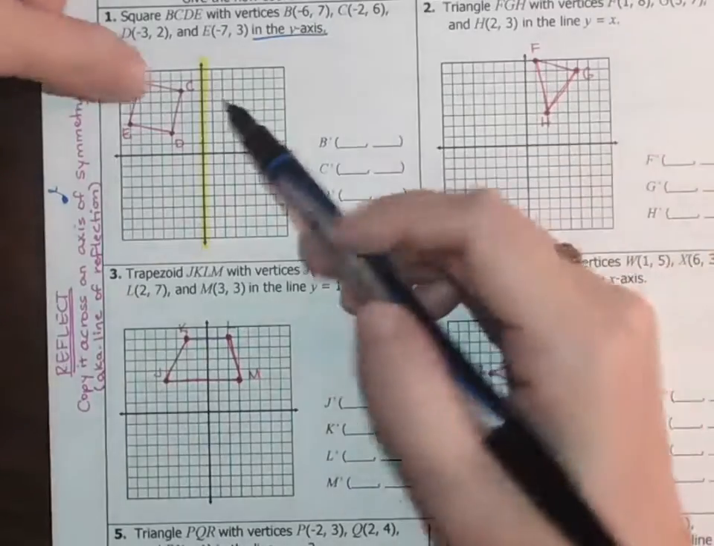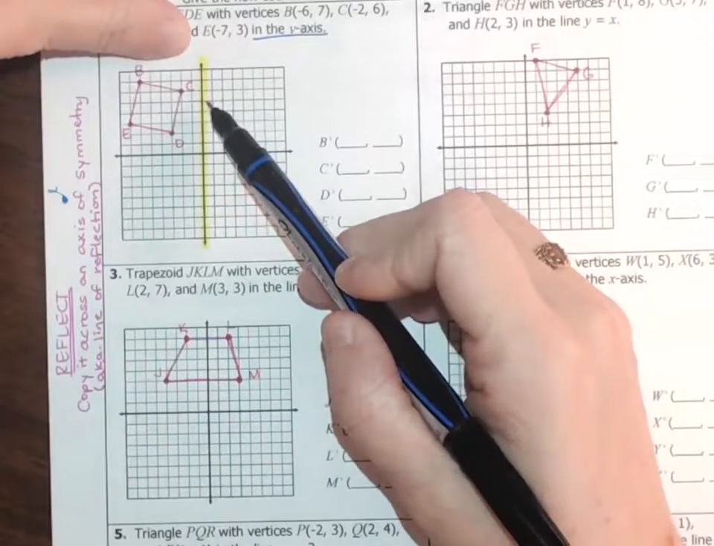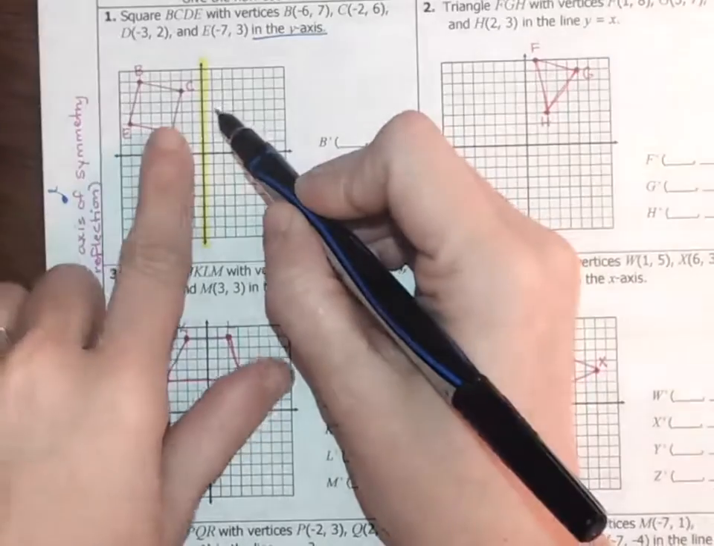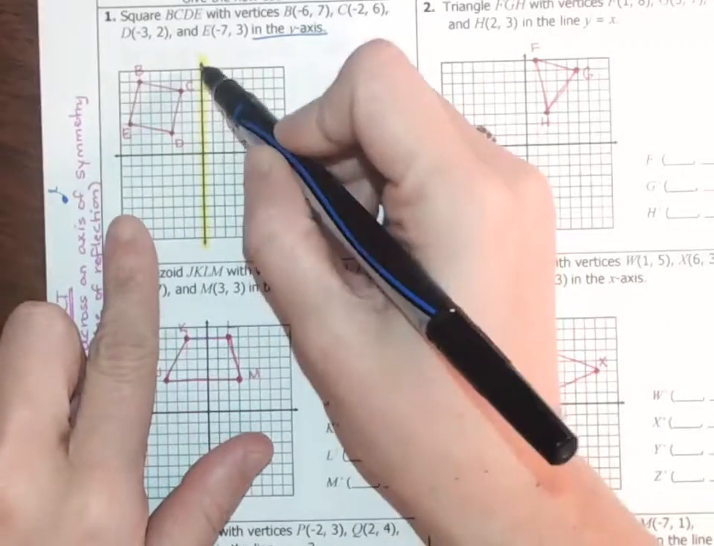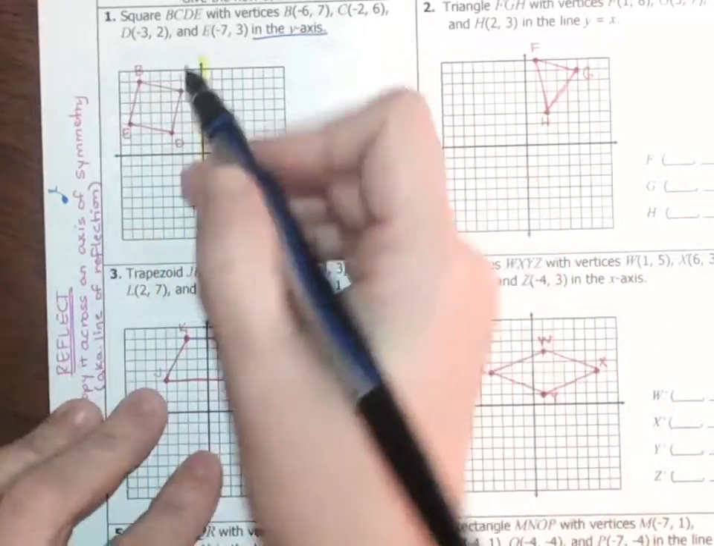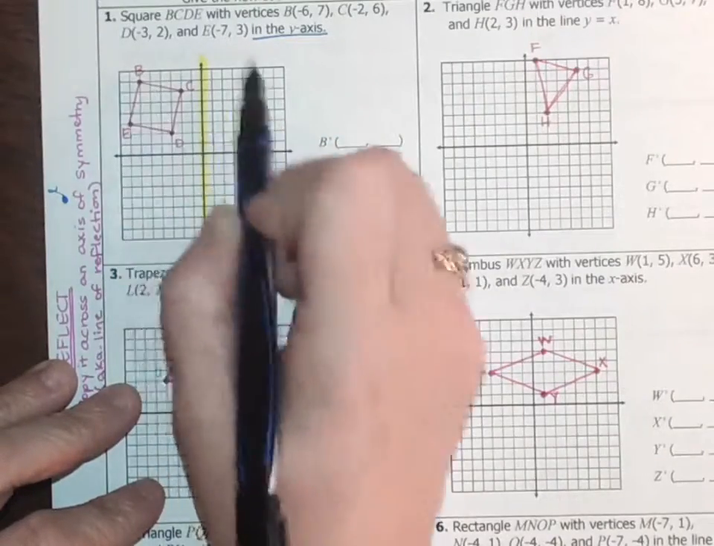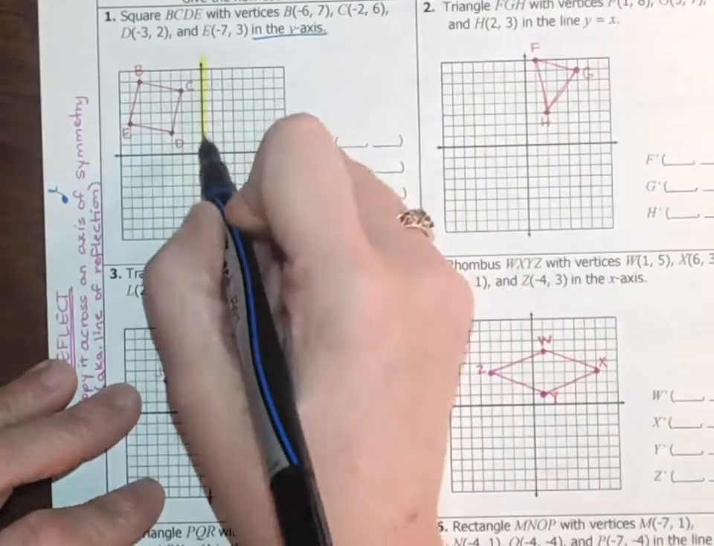When we are reflecting, we need to make sure that it's just like a mirror. So if you were going to take a look in the mirror, if you got closer to the mirror, your reflection would be closer to the mirror. If you got further away from the mirror, your reflection would go away from the mirror. All right, so here we've got our line of reflection. We're going to call this our mirror, right? So we're going to reflect this point, and this point, and this point, and this point. We're going to reflect it over this line.